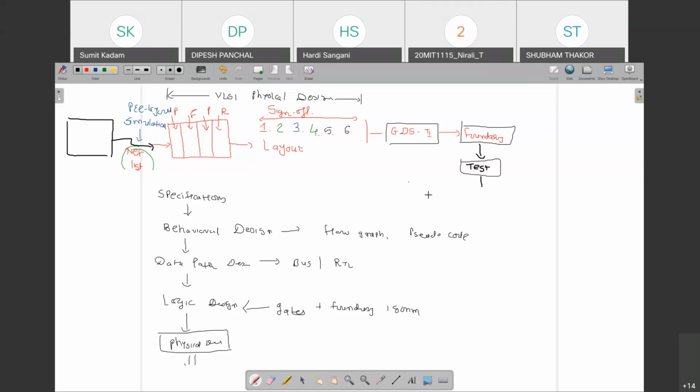So let us see the example of this behavior level, how we can play with some flow graph mechanism. Let's say I am taking one function a equal to b cross c plus d. Can anyone sketch the flow graph of this function at behavioral level?